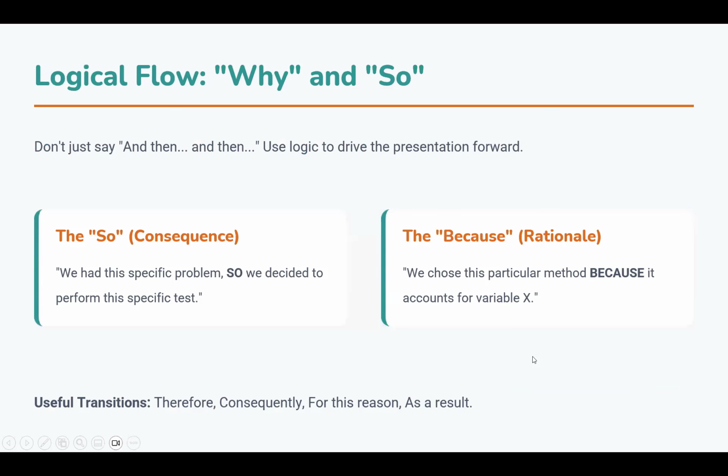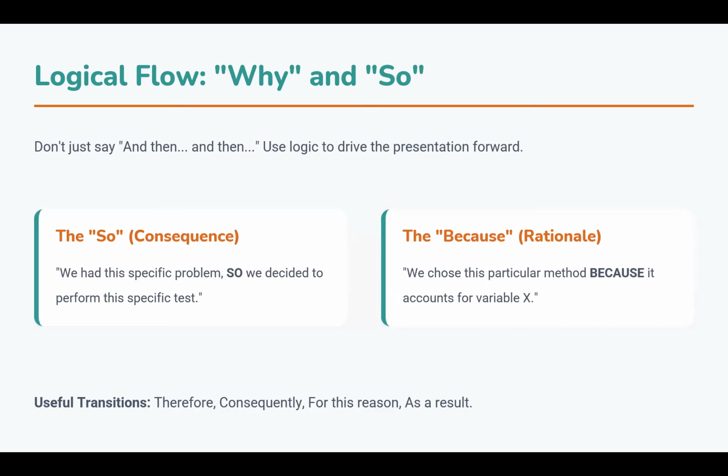So in this storytelling, there are mechanics that are helpful. Don't just say 'and then', 'first', 'then', 'second', and 'third'. Use logic to drive your presentation forward. How? The 'so', that is about the consequence. We had this specific problem, so we decided to perform this specific test. So make a cause-effect relationship with 'so'.